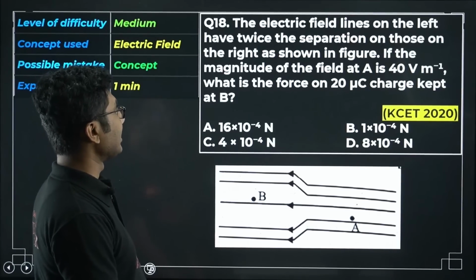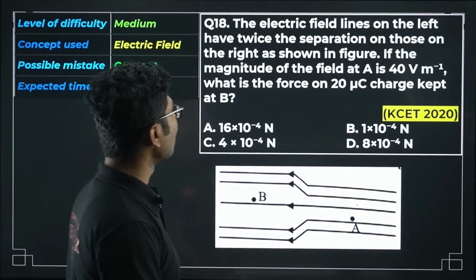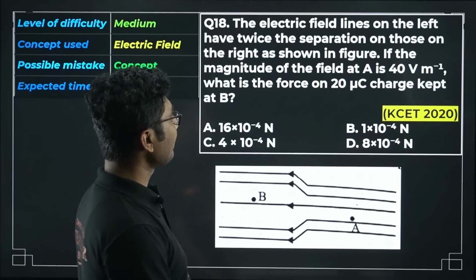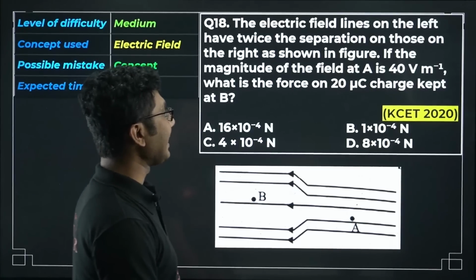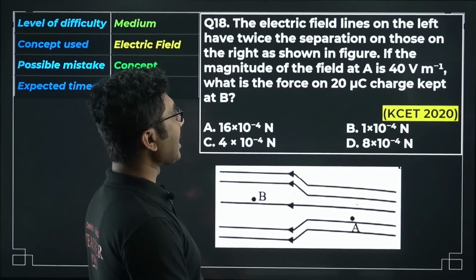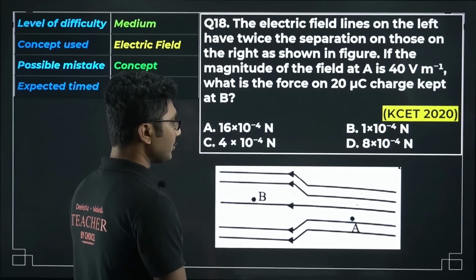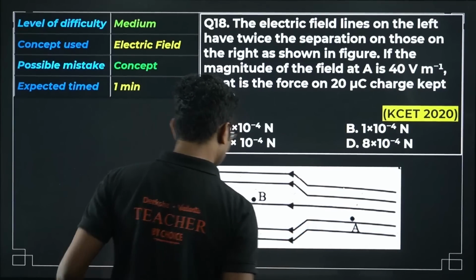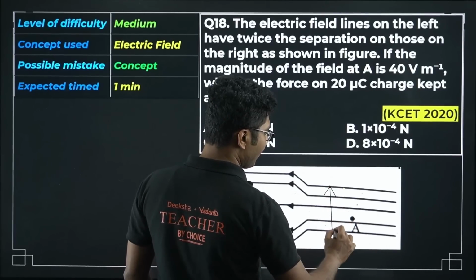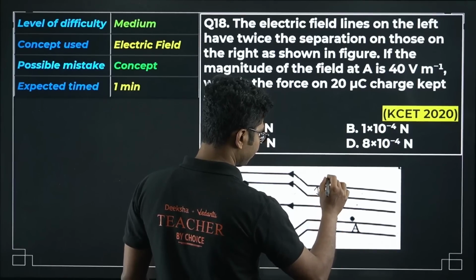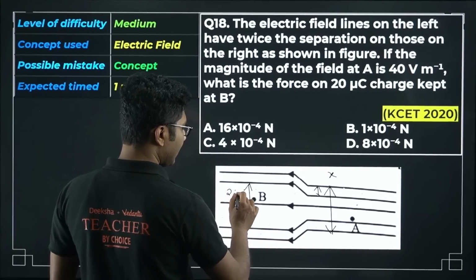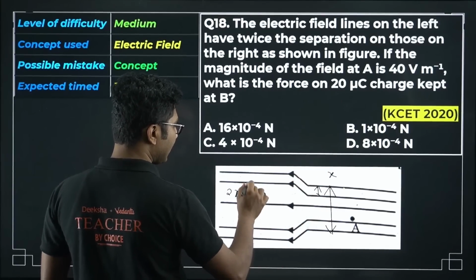Now let's see this question. Electric field lines on the left have twice the separation of those on the right, as shown in the figure. If the magnitude of the field at A is 40 volt per meter, what is the force on a 20 microcoulomb charge kept at B? It is shown here that suppose the gap between the two field lines is x, then the gap here is 2x, that was given.